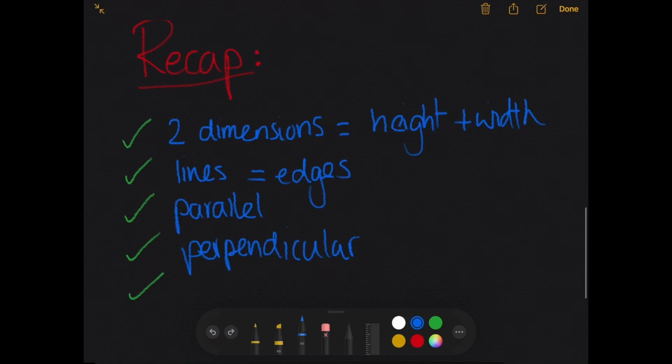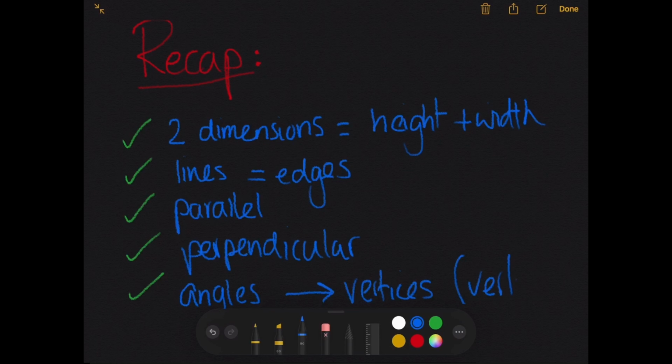Finally, we talked about how when lines meet in 2D shapes, they make angles, and the corners have got a special name, which are vertices, and when there's only one, we call it a vertex. Okay, and that's a quick overview of all of the vocabulary that you'll need to understand 2D shapes this week.